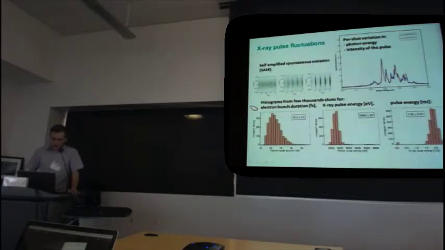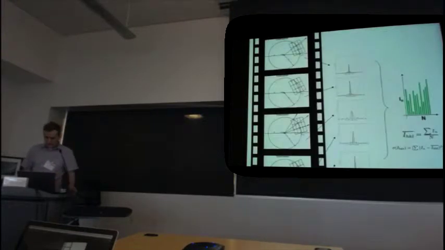And here is the average of a few thousand shots for the photon energy. You see there's a distribution of the mean photon energy as well, so you have to include that in your calculations. And also the pulse energy, the intensity in millijoules, also varies from shot to shot. Here's the histogram from a few thousand shots.